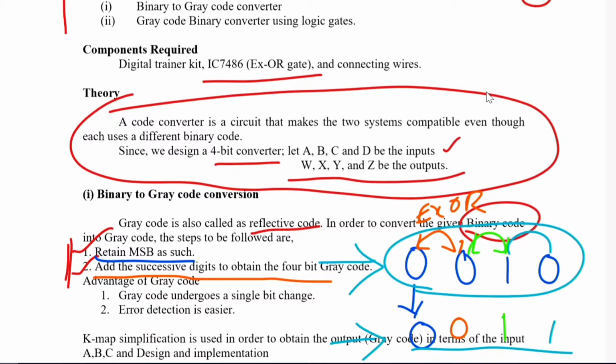The advantage of this binary to gray code conversion is that it is a single bit change, so it is very easy to understand and error detection is easier.